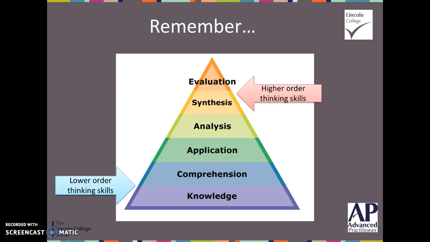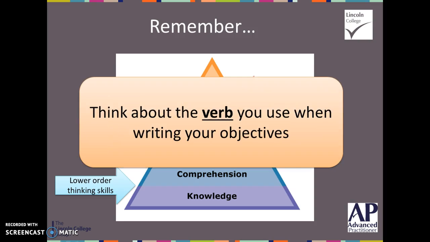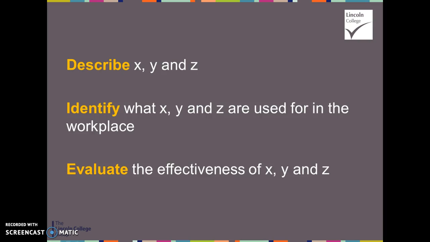You may be familiar with Bloom's taxonomy. This can be a useful tool when writing objectives. Objectives that require the student to list, state, label, and so on are at the lower end of the pyramid, and these are called lower order thinking skills. Evaluation, justifying, summarizing, critiquing are at the top end of the pyramid, therefore these are higher order thinking skills. These verbs can be really useful when writing your objectives. Here's an example of measurable objectives using some of the key verbs taken from Bloom's taxonomy.